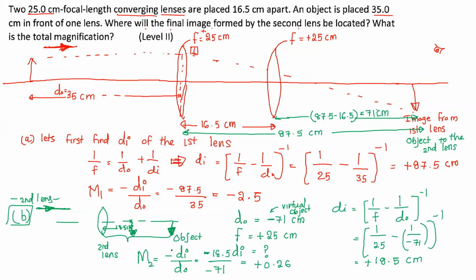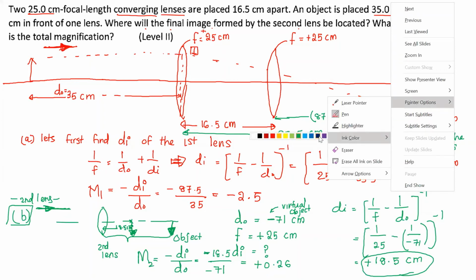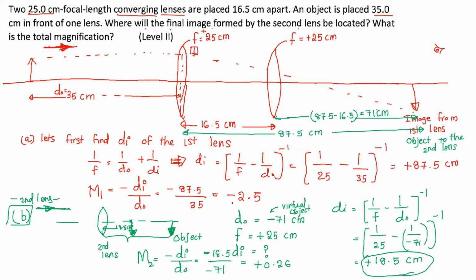this is not your final answer. One part of your final answer is done. You know the final image, where your final image is. But we still don't know the final magnification. We just found the magnifications of each separately, right? So we figured out the first lens magnifies it by this much, and the second lens makes it smaller by this much.